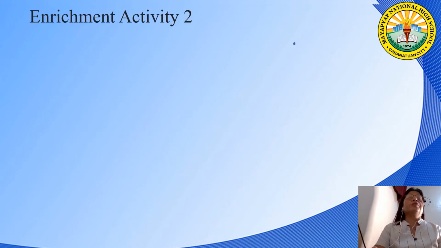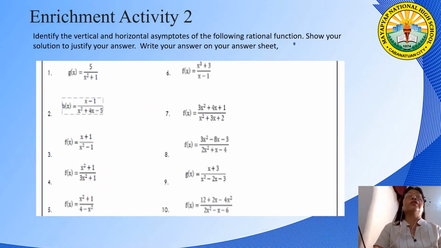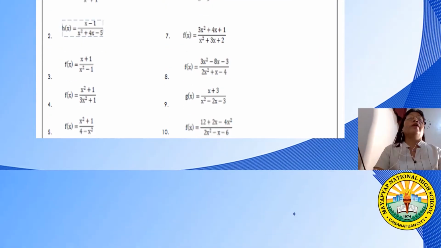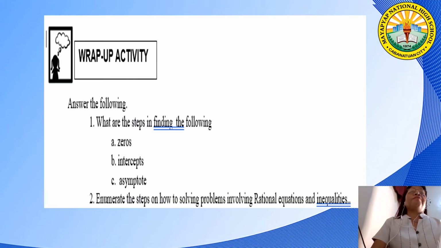For enrichment activity 2, you identify the vertical and horizontal asymptotes of the following rational functions. Show your solution to justify your answer, then write your answer on your answer sheet. For enrichment activity 3, you solve the following problems. Show your solution and write your answer on your answer sheet. And for the wrap-up activity, you are also required to answer the following questions so that you can get additional points.